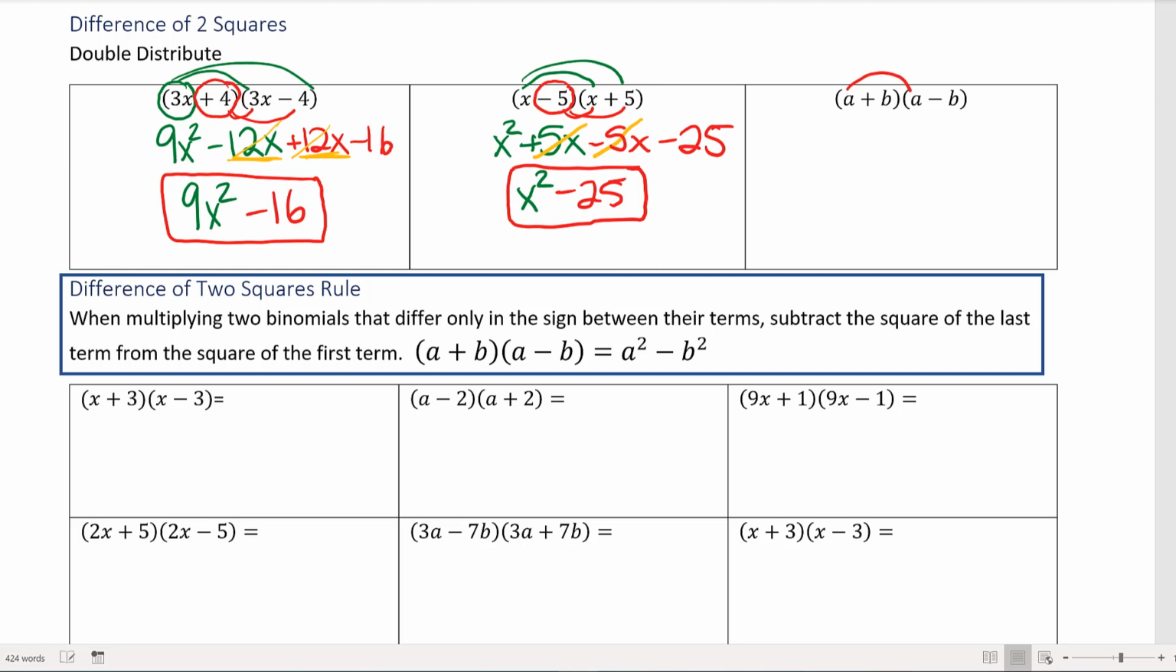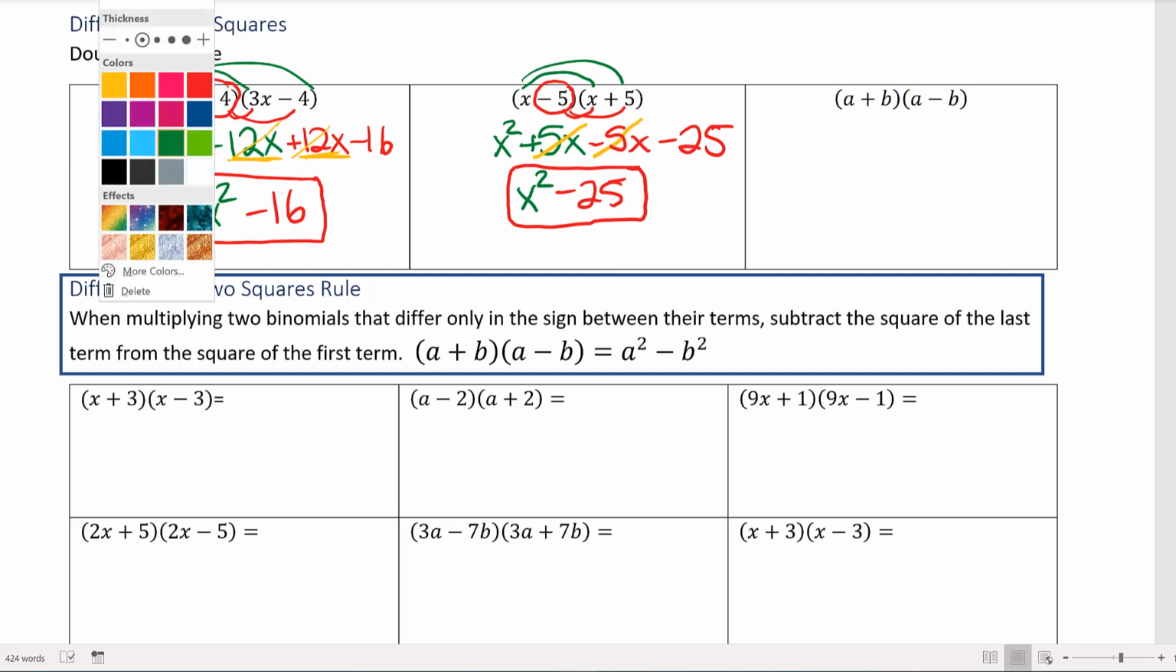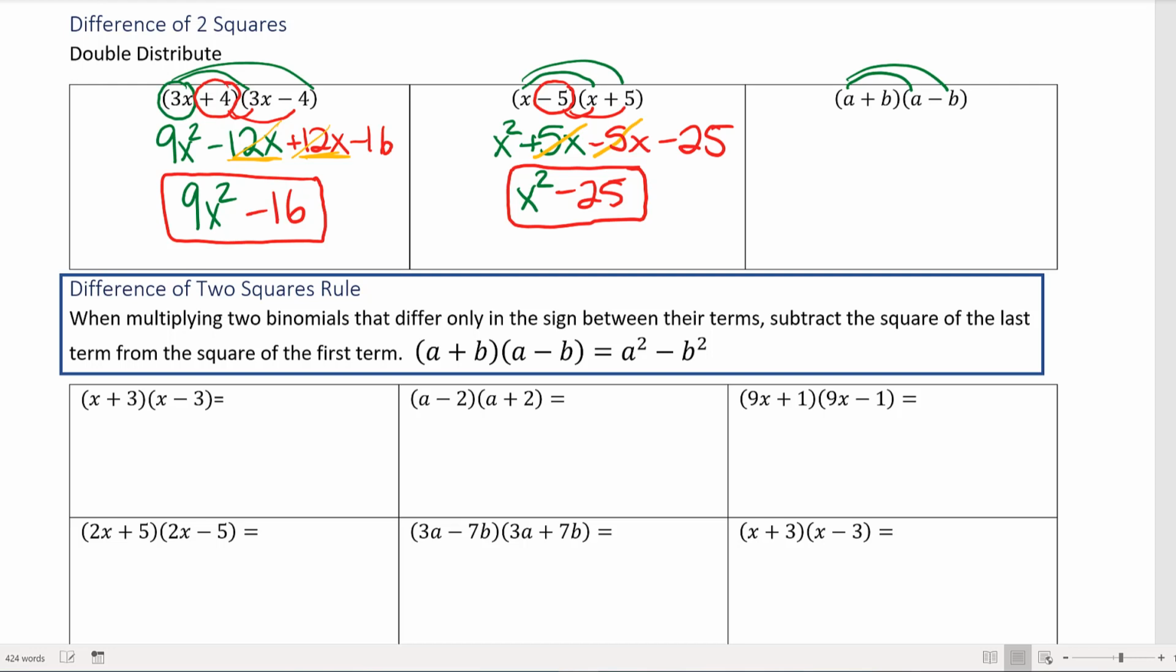One more problem, and then we'll try to figure out if there are some patterns here. a times a is a squared. a times minus b is minus ab. b times a is plus ab, and I'm going to put the a in front of the b just to keep it in order. And then we have b times negative b, which is negative b squared. Once again, minus ab plus ab, negative 1 plus 1 adds to 0, so those like terms cancel out, and you're just left with a squared minus b squared.